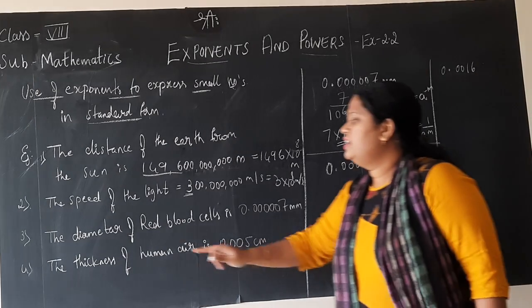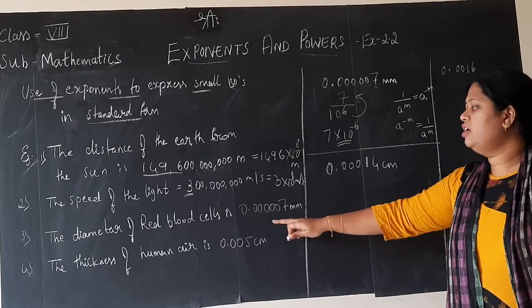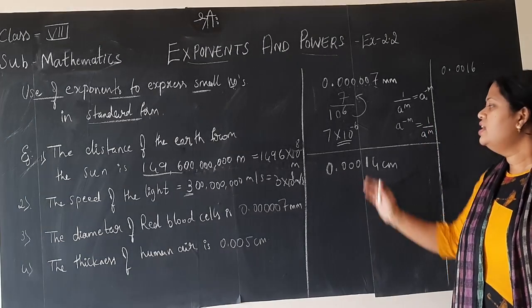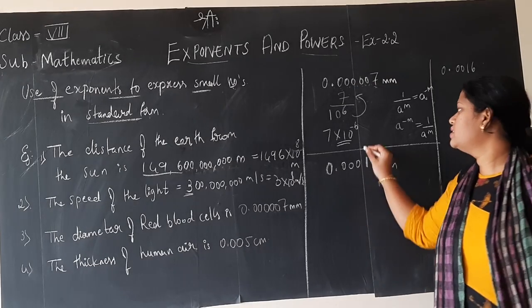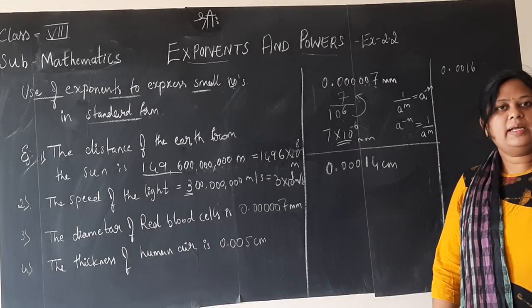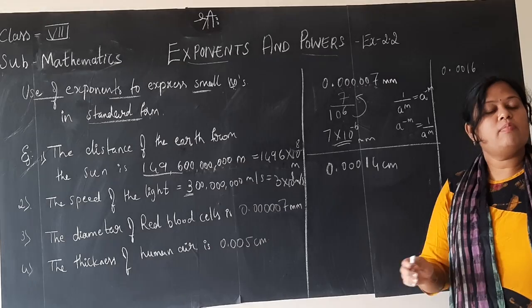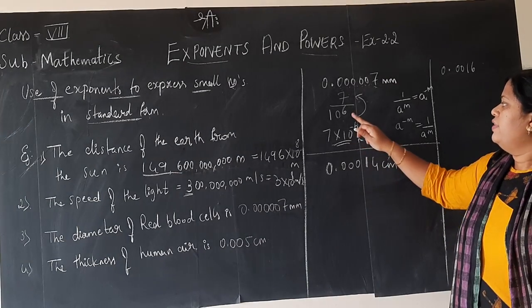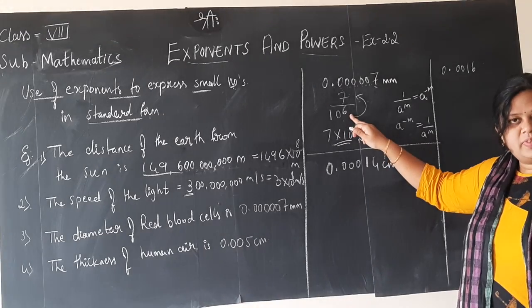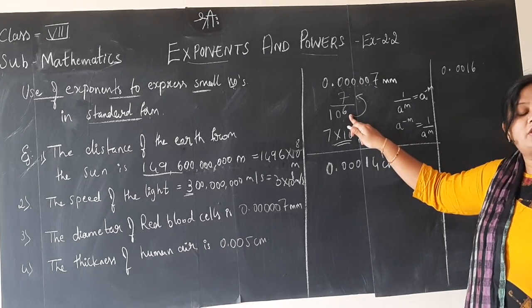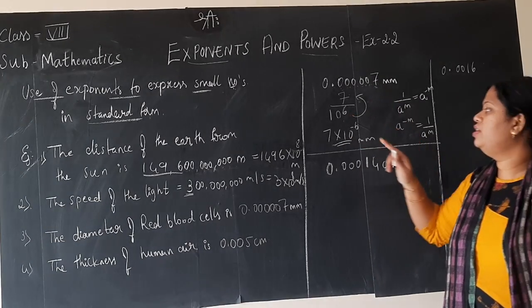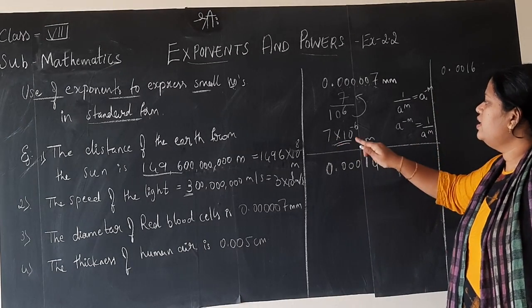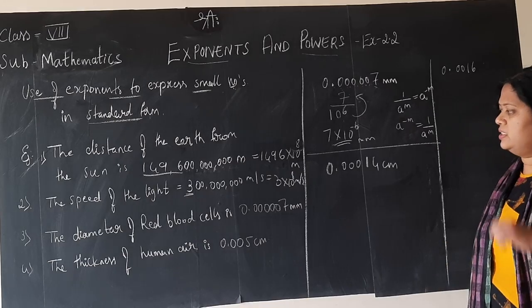So, the diameter of the red blood cell is 0.000007 millimeter, or 7 into 10 to the power minus 6 millimeter. So, this is the standard form of expressing the smaller numbers, children. Whenever you send a number whose positive exponent is in the denominator to the numerator, it will become a negative exponent. So we got 7 into 10 to the power minus 6.